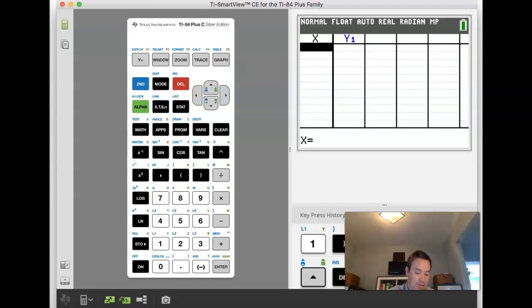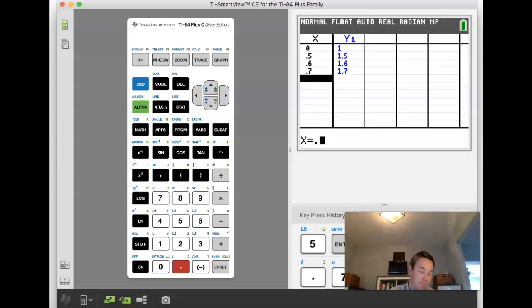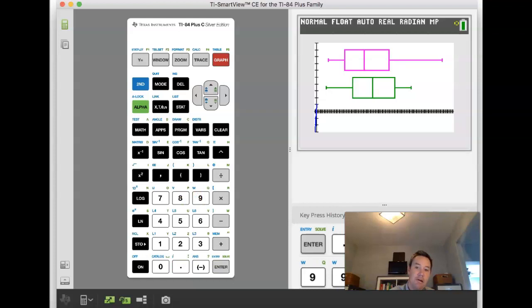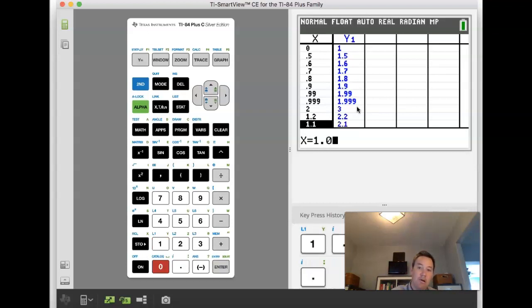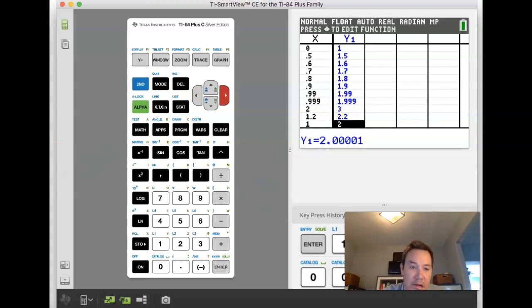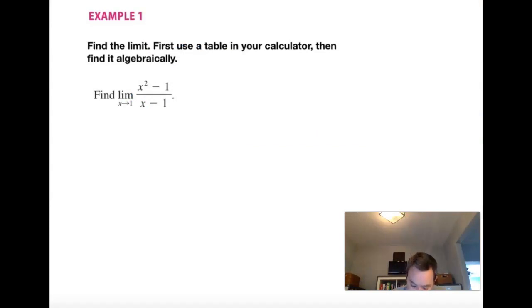Let's try from the left side. If I want to get closer and closer to 1, I could start at 0, 0.5, 0.6, 0.7, 0.8, 0.9, 0.99, 0.999. And it does look like my y values are approaching 2, right? Let's try it from the other side. So maybe I'll start at 2, 1.5, whoops, 1.2 rather, 1.1, 1.01, 1.001, and so on. And it does look like I'm getting closer and closer to 2 again. So if we were making an educated guess, I would probably say that this limit is 2.